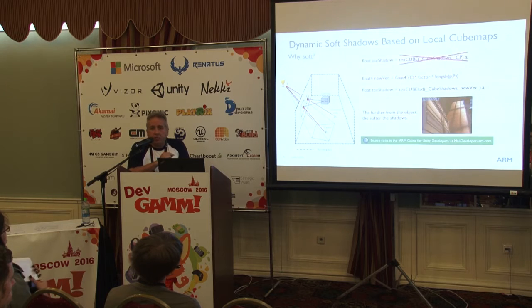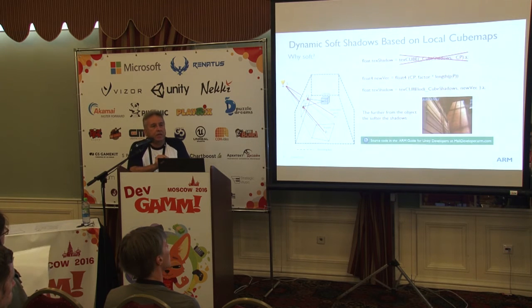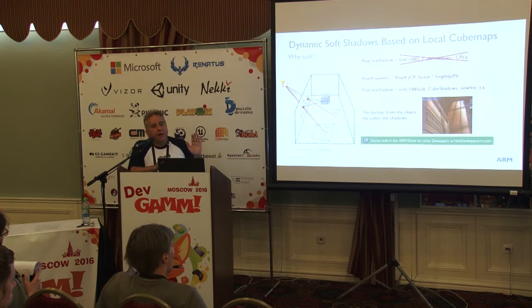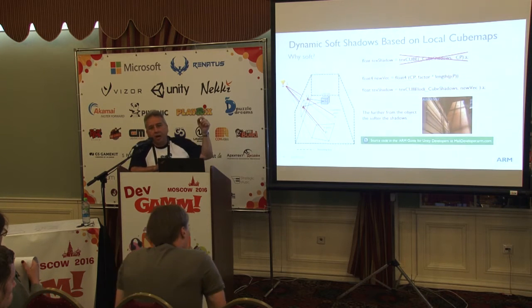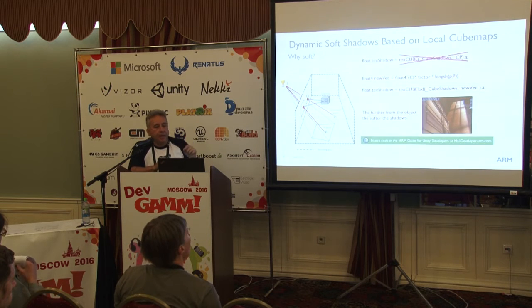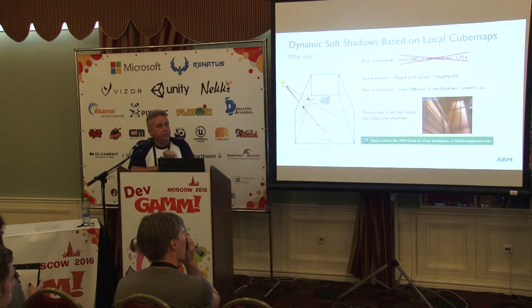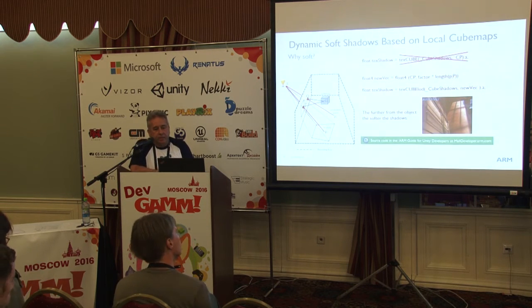This technique can also reproduce the softness of the shadows. The shadows are softer the farther away they are from the object that creates the shadows. And I will show you with a short video in seconds. So how do we do that?